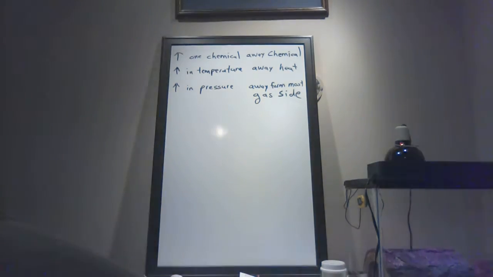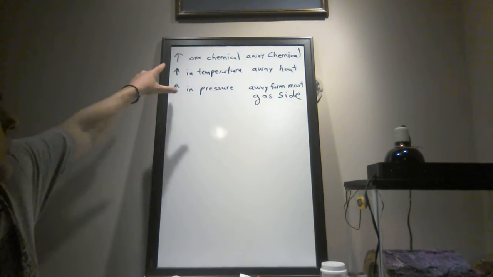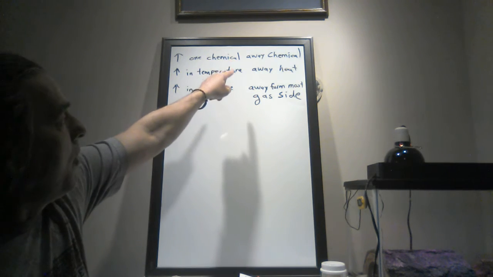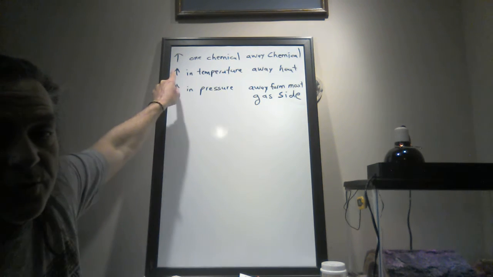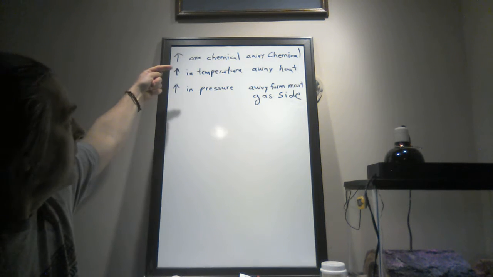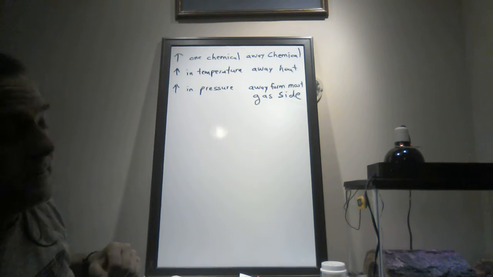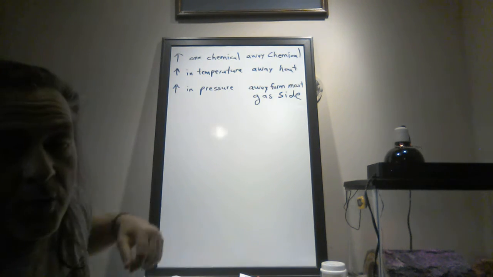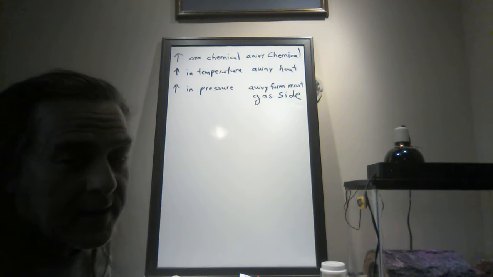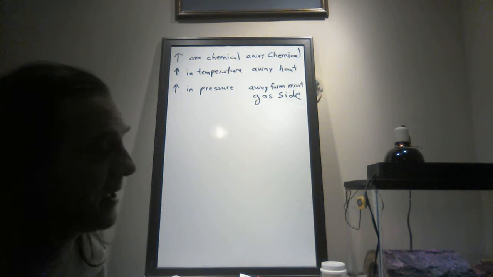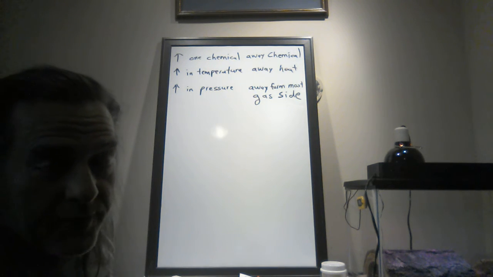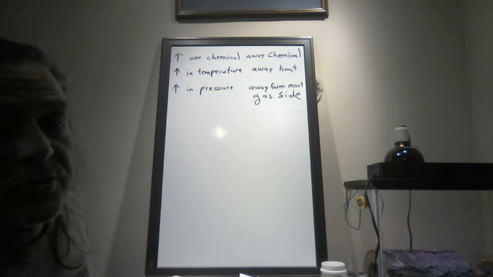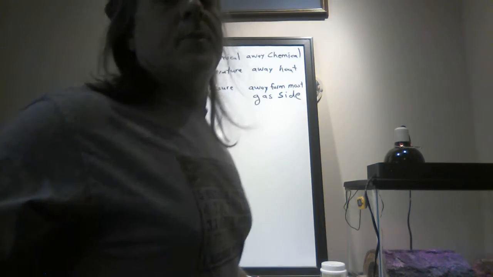So here are the rules again. If we increase any one of the chemical formulas in there, it's going to go away from that chemical. So if we increase a chemical that's on the left, it's going to go towards the right. Increase in temperature, you're going to go away from the side with heat. It could say heat, energy, or a certain number of kilojoules or kilocalories, which are units of heat.